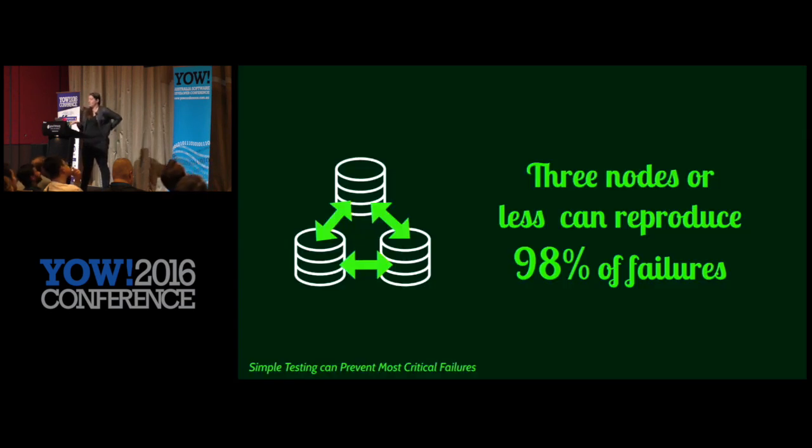Okay, the other thing that I think, going back to the "Simple Testing Can Prevent Most Critical Failures" paper, is that they discovered 3 nodes or less could reproduce 90% of the failures that they saw. So this is super huge. This totally blew my mind, because I was always under the impression that you needed a production scale system to reproduce these catastrophic failures. And it's not true. You actually don't.